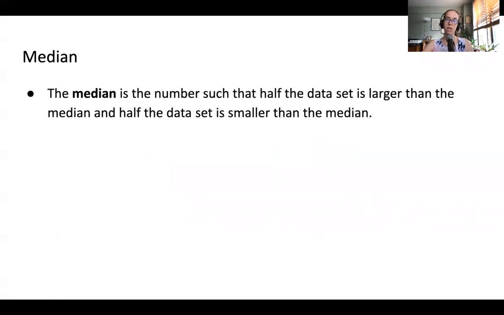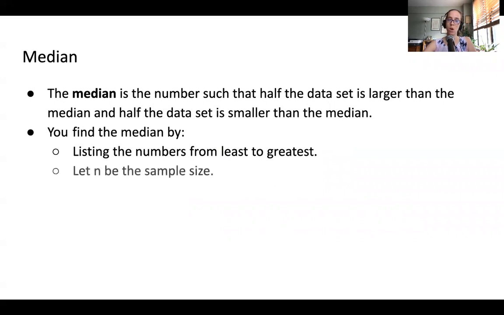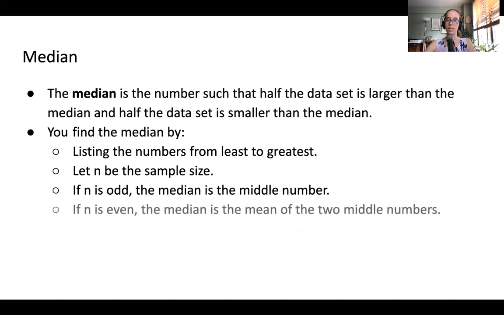The median is the number such that half of the data set is larger than the median and half of the data set is smaller than the median. You find the median by first listing the numbers in your data set from least to greatest. We're going to let n be the sample size again, the number of numbers. And if n is odd, then the median is the middle number in that list of numbers from least to greatest. If n is even, then you need to find the mean of the 2 middle numbers. And we're going to do some examples of finding the median shortly.